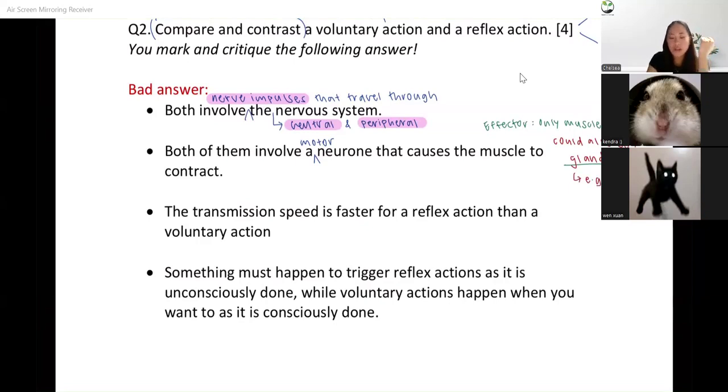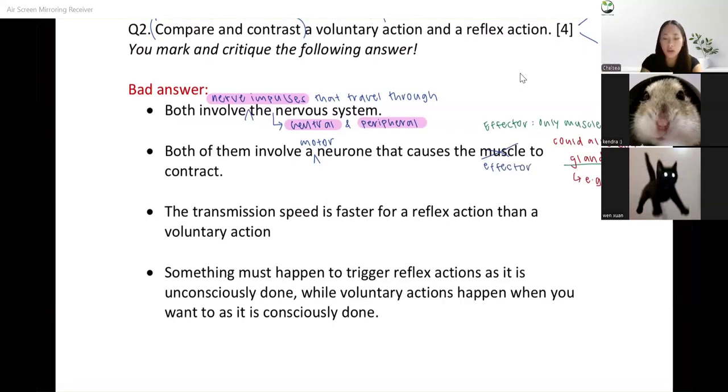So it's not just muscles that are your effector organs. So this answer is therefore too specific. Being too big is a problem, being too specific is a problem also. So you really need to find a middle ground. So a better word to use here would be effector.